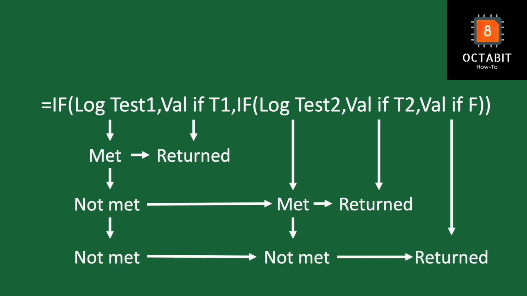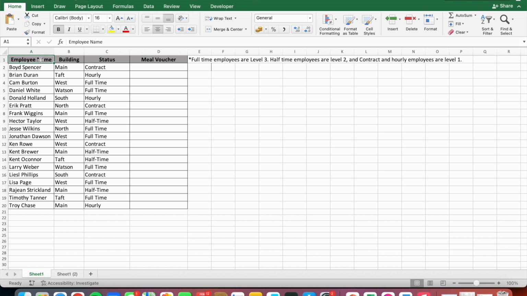Now, let's apply the nested if in an example. Here we have a table of employee information. Let's say all of the full-time employees are level 3. The half-time employees are level 2, and the contract and hourly employees are level 1. I will get the job level for each employee using nested if.